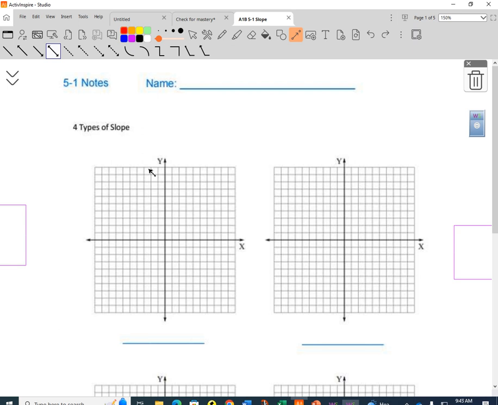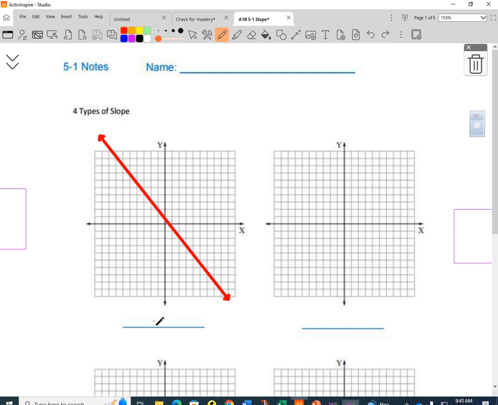So we're going to start with these notes, and let's draw this line. Doesn't matter where, you start at the top and go down on the other side, right? What kind of slope does this line have? Very good. This has a negative slope.